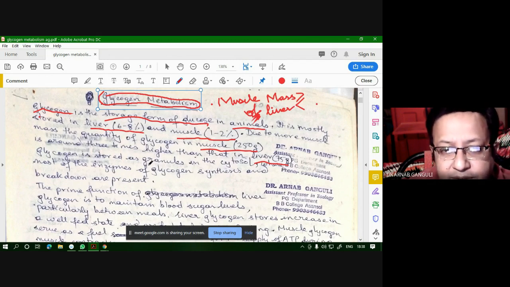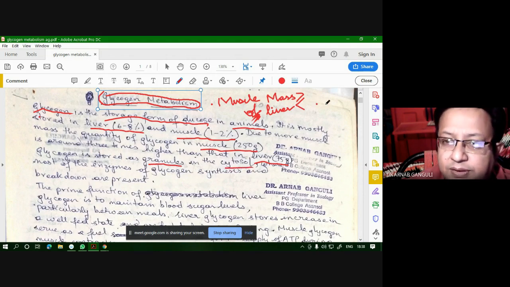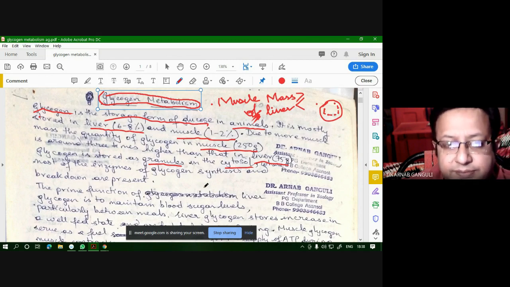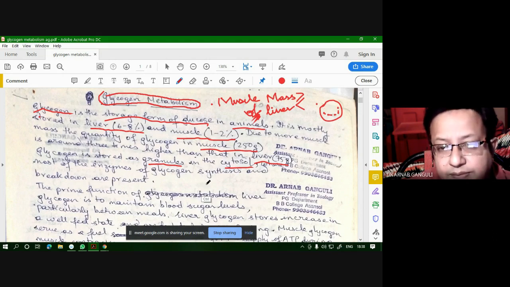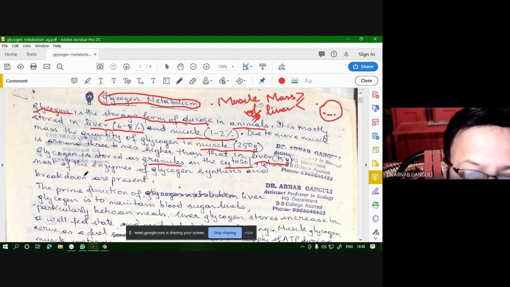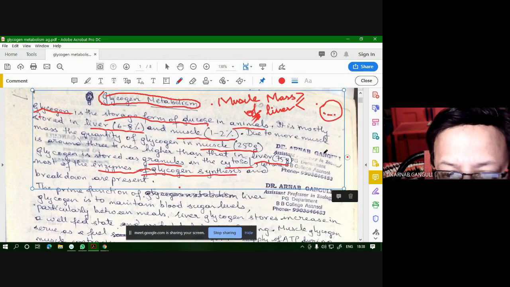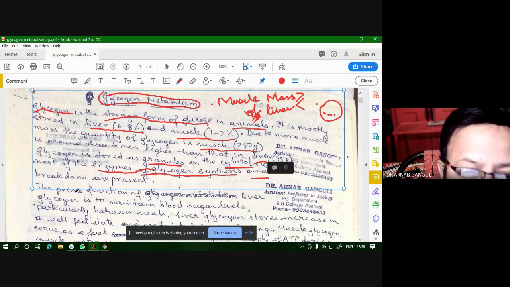It is stored as granules in the cytosol. So if you see the cell like this, you will see that there are small glycogen granules present. And in the cytoplasm, all the enzymes of glycogen synthesis and breakdown are present.